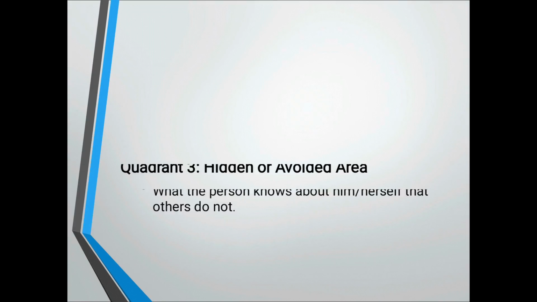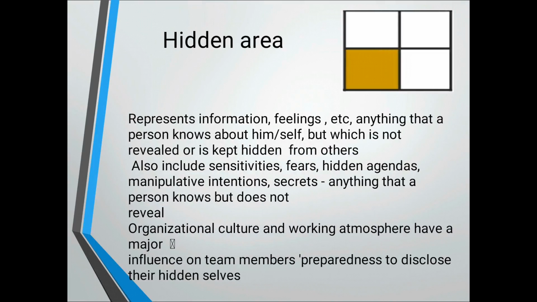The next area, or quadrant 3, is known as the hidden or avoided area, which is the area known to the person but not to others. So obviously this is an area where most people try to hide. For example, a person is always aware of his problems, his inadequacy, his limitations.